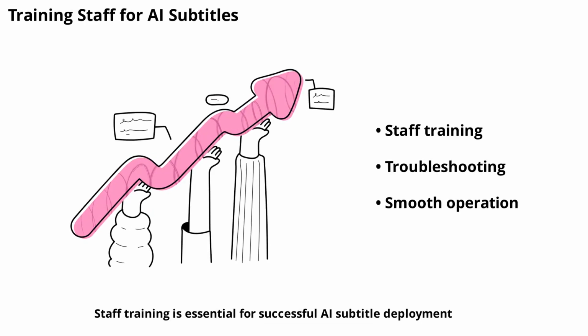Staff training is essential for successful AI subtitle deployment. Teach your team how to operate the system, troubleshoot issues, and make real-time adjustments. Well-trained staff ensure your event runs smoothly and subtitles remain accurate throughout.